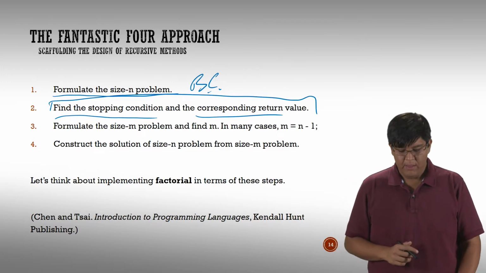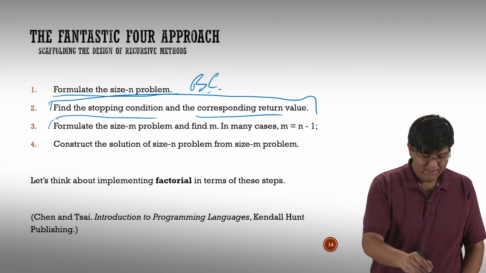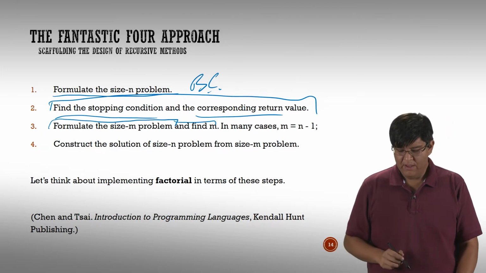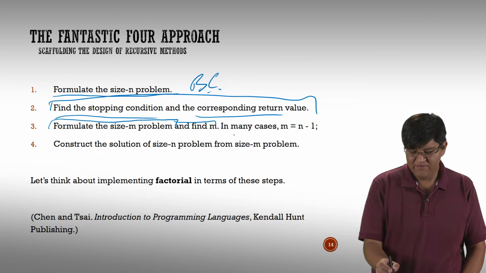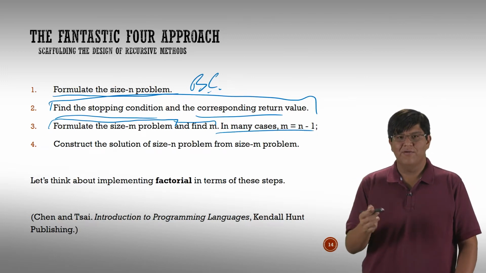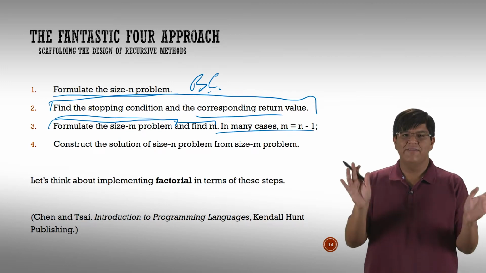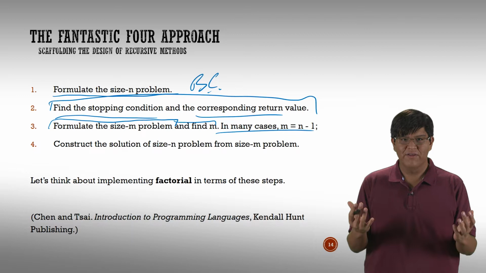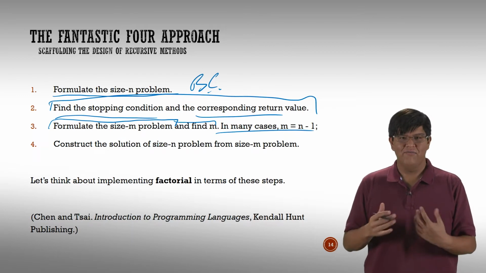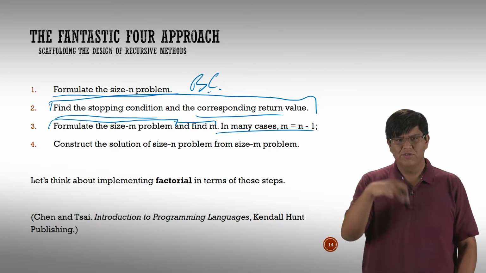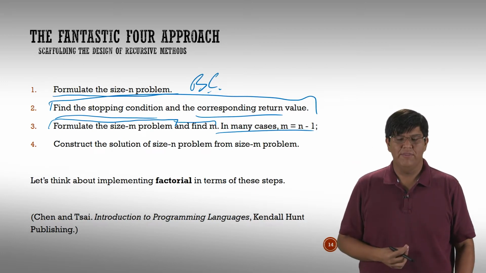So number three: formulate the size m problem. This is the subproblem. Find m, and this is like wishful thinking here. In many cases, m equals n minus 1. This is if we're doing something numerical, like calculating a factorial. The subproblem is n minus 1. Easy. Also not very useful to us in the future because we want to solve problems that aren't trivial. We want to solve real problems, not just computing factorial. We'll just use it here because it's a simple example to start with.